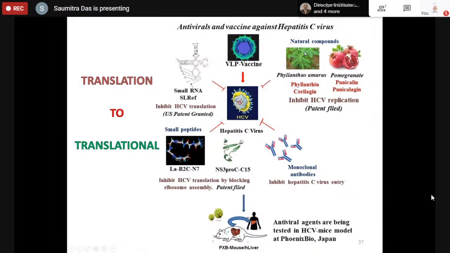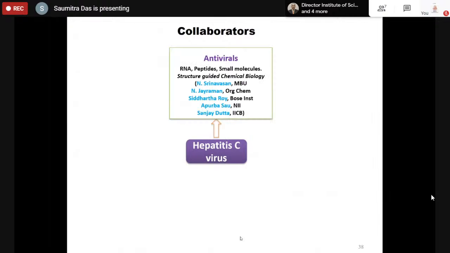We showed that you can use our technology and come up with natural sources and isolate the pure compound and see whether that can supplement add-on therapy. And we are also making an effort in the VLP vaccine. All of these things are being tested in the PXP mouse, which has a humanized liver, to see whether we can get something going. So all these things are possible, not single-handedly, but with a large level of collaborations.